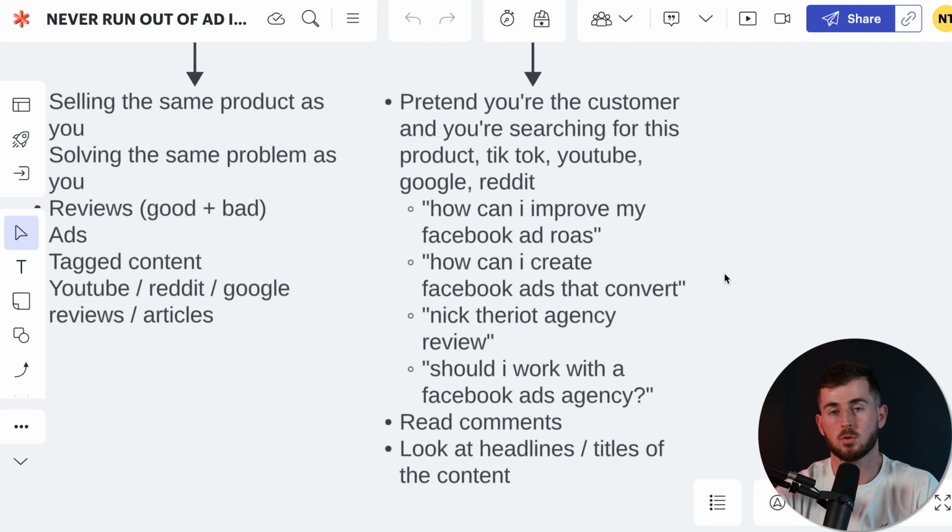For example, I'm working with a product right now that solves menopause belly, which is when women go through menopause, they tend to gain weight in the midsection. I started pretending I was someone with menopause belly, and I searched for ways to get rid of it. I can't stand looking at myself in the mirror because of my belly. Things like that. I'm searching key things.